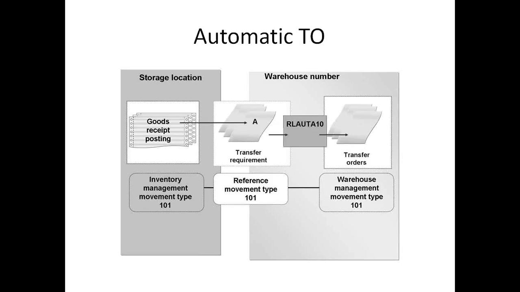And in automatic, it groups together all the TRs, and normally in a project we schedule this program at a particular time as a batch job. Then at that time, it picks up all the open TRs and creates the transfer orders respectively. Got it. TR is a transfer requirement. This is the main difference we see.